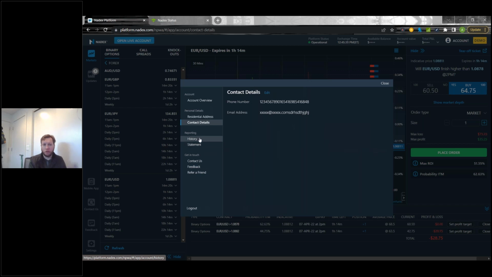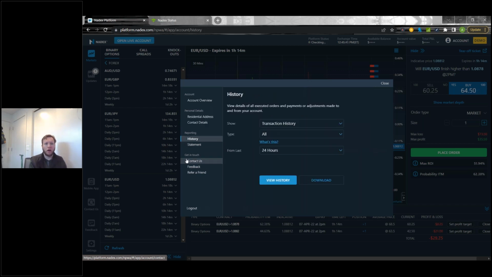Moving down, we have our history. So this is what I talked about earlier, where this is going to be the better history, at least in my opinion, to go ahead and use. We have our two types of histories. We have our transaction history and order history. I like to use transaction history. I think it's a little bit more clear about what's actually going on with your trades.